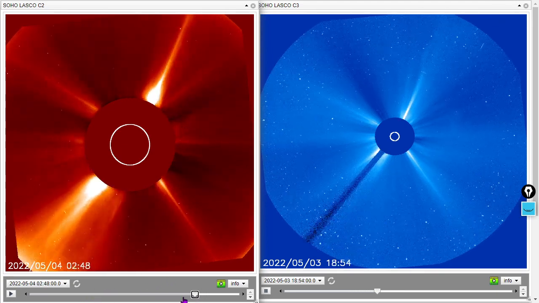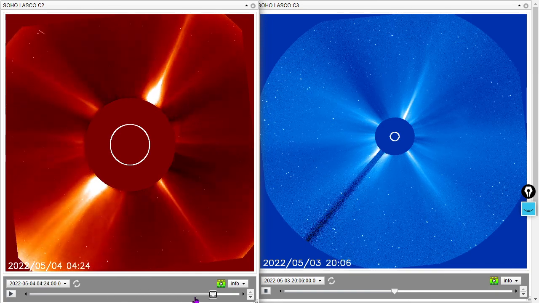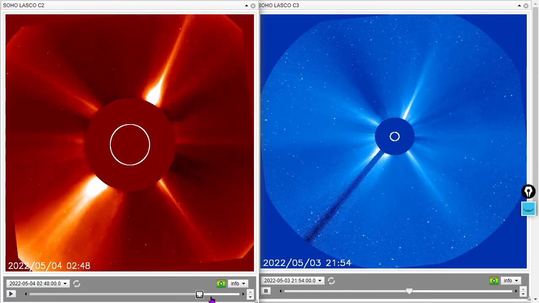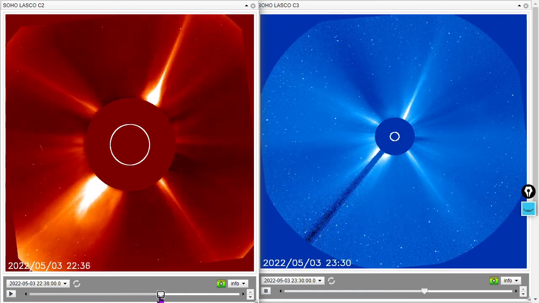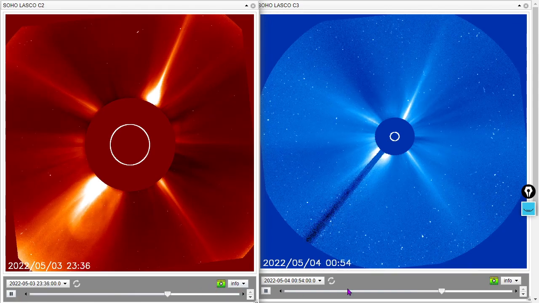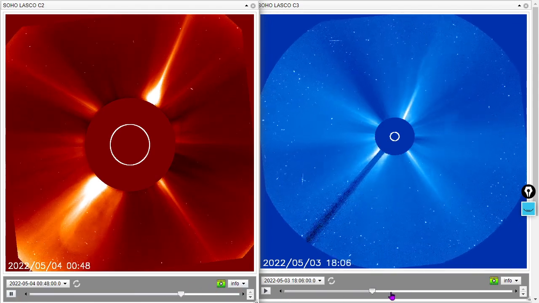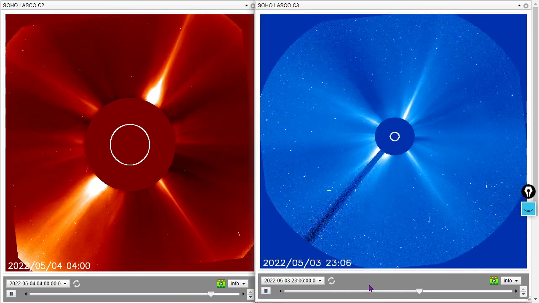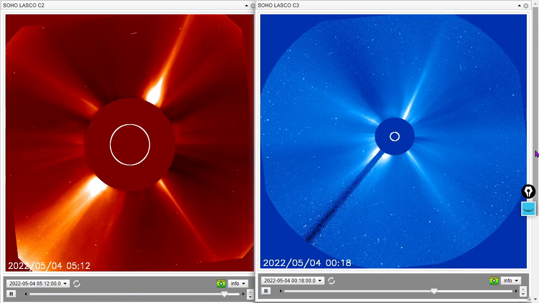And frankly, my dear, I don't think there's any ejecta headed Earth's way. Could be, could be not, but without the STEREO-A imagery, I'm just not sure. What do you think? Let us know in the comments.